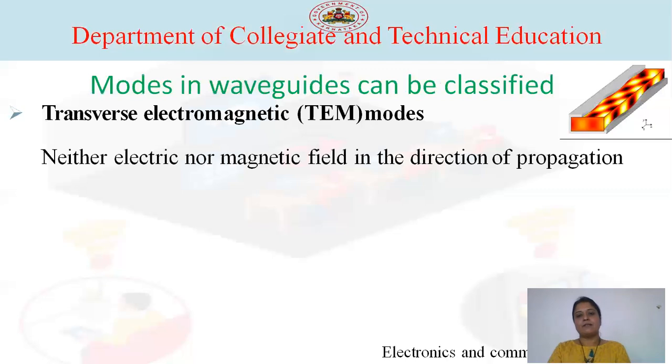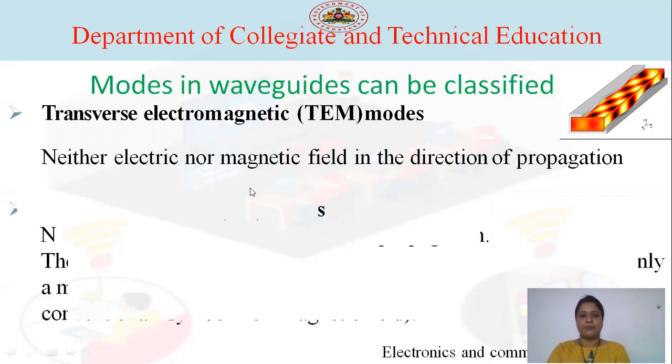The modes in the waveguides can be classified as the transverse electromagnetic wave, that is the TEM mode. In the TEM mode, there is neither electric nor magnetic field in the direction of propagation. The magnetic field, the electric field and the propagation direction, all three are perpendicular to each other.